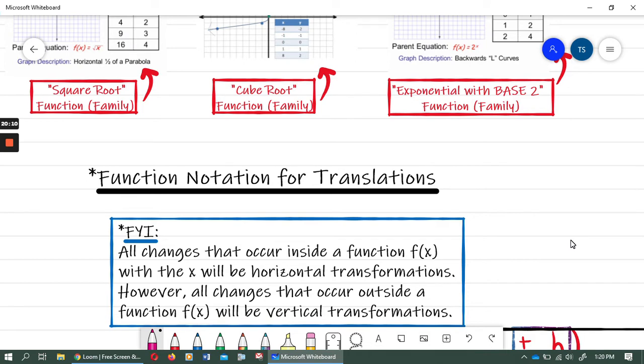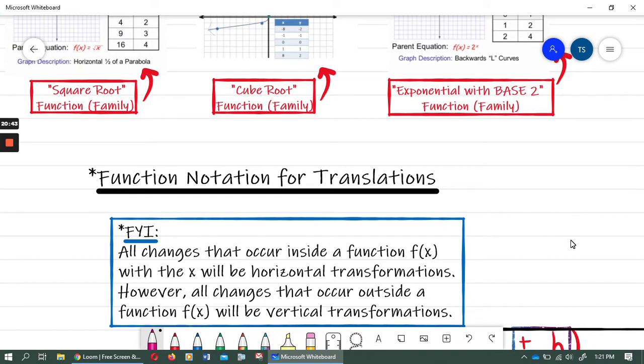All right, so guys, all changes that occur inside of a function, f of x, with the x, all of those changes inside of the function will be horizontal transformations. And again, guys, you're going to see exactly what I mean when I'm saying inside of a function. But again, any changes that occur inside of a function, f of x, will be horizontal changes. Now, we should know that horizontal is referring to left and right.